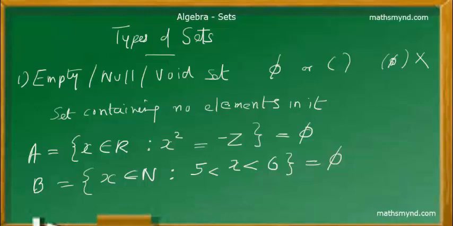Another set B, where x is an element of natural numbers, and the element ought to be between 5 and 6. Now we know that natural numbers deal with countable numbers: 1, 2, 3, 4, which simply means that there's no number between 5 and 6, which indicates very straightforwardly that we are dealing with a set which doesn't have any elements in it.